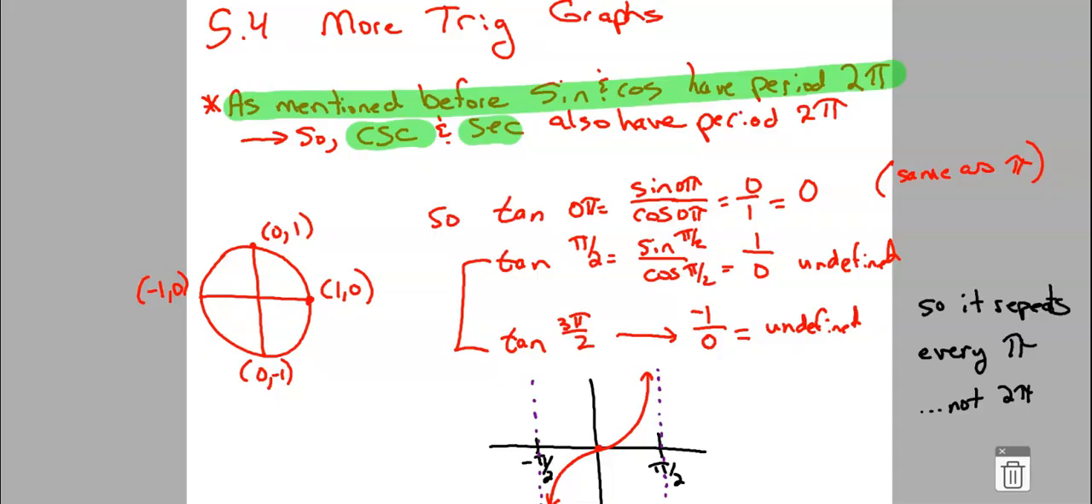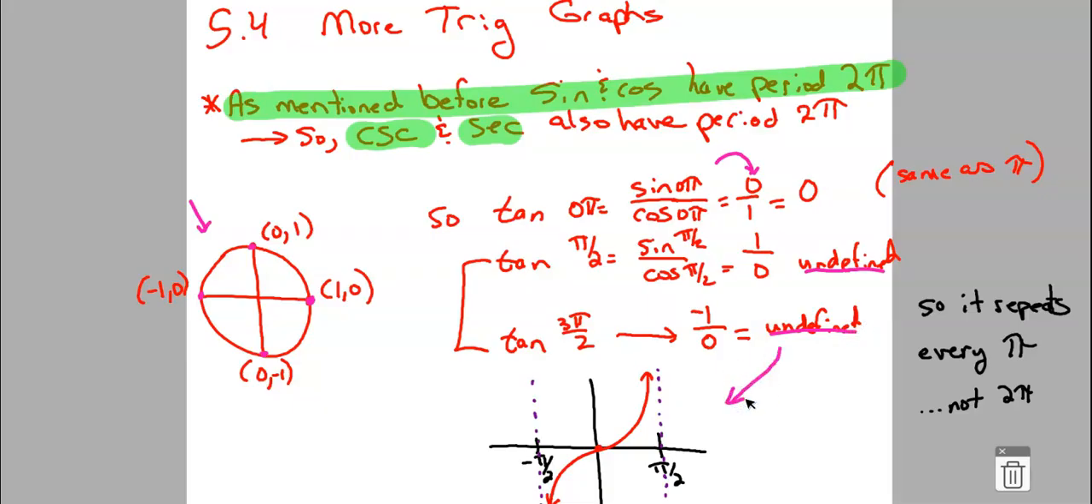Now tangent, if you look at the 4 major points that we're looking at here, so 0, pi over 2, pi, and 3 pi over 2. Tangent is sine over cosine, so at 0 you're going to get 0 over 1, which is 0. And that's the same thing if you go pi units. So at 0 or pi, you're going to get 0. And at tangent of pi over 2, you're going to end up getting undefined.